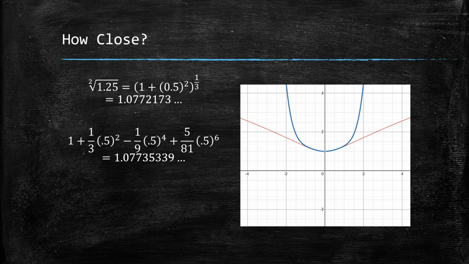And if we had gone even further to find, let's say, the first 10 terms of the Taylor series, then we would have gotten an even closer approximation to that value.